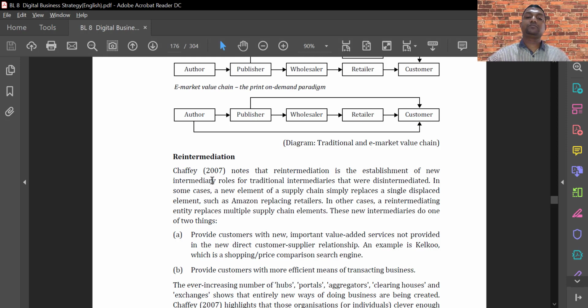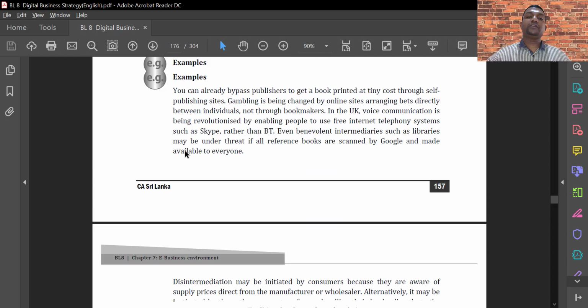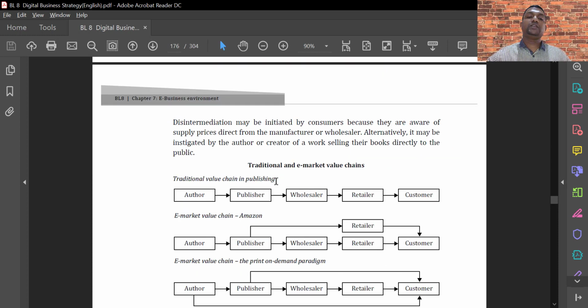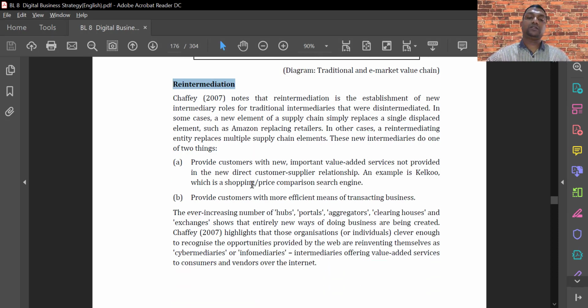So re-intermediation is establishing new intermediary roles, right? So in the previous situation, when some intermediaries were removed, you need a new intermediate person or organization with a different operation mechanism. So when the disintermediation was done, a new intermediary organization has to be introduced.